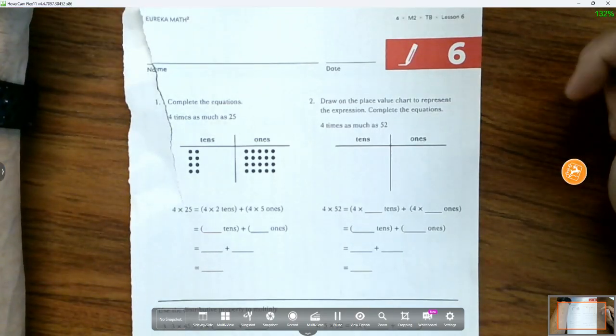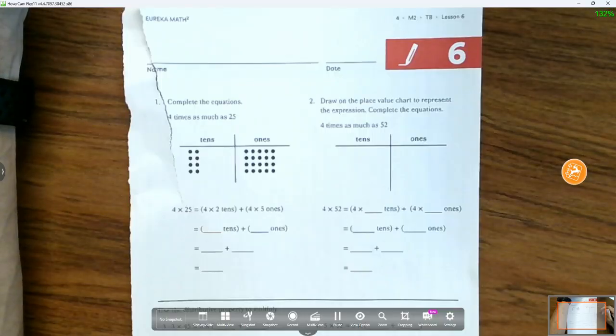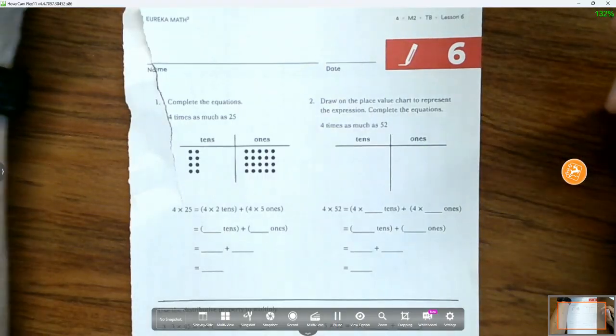This is Module 2, Lesson 6 for the homework. Okay, Module 2, Lesson 6, Homework Helper.